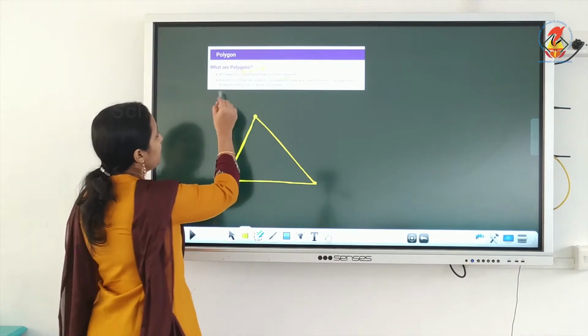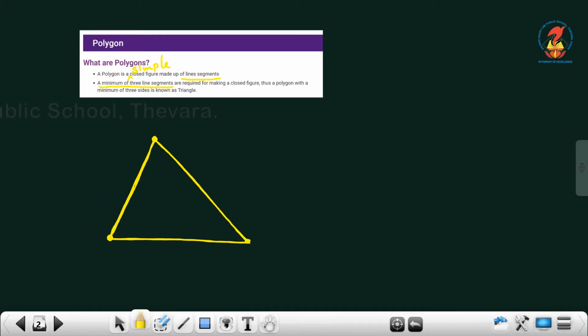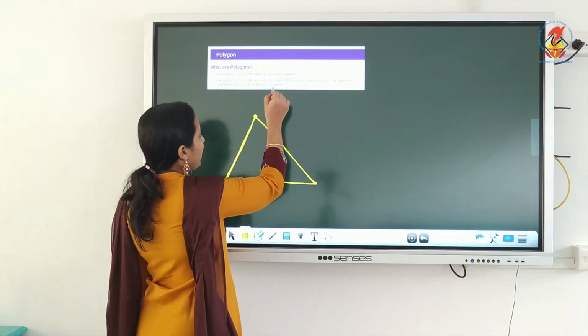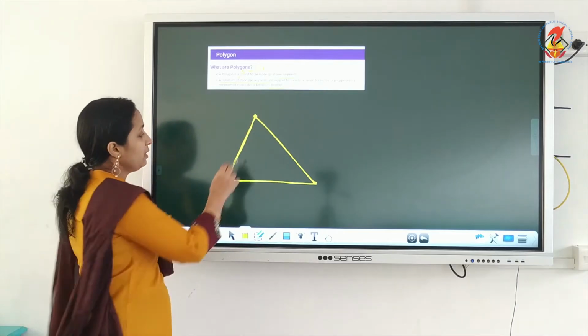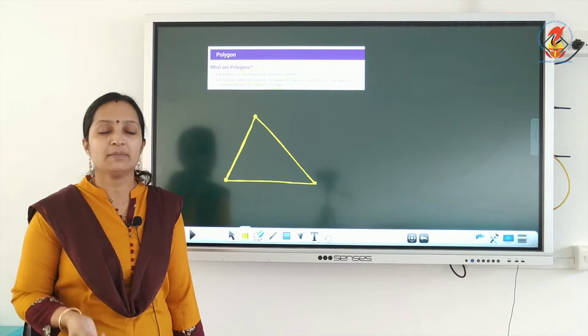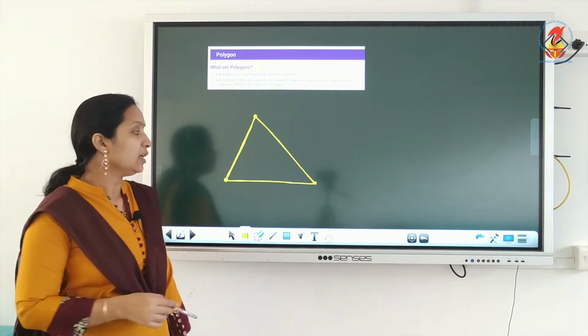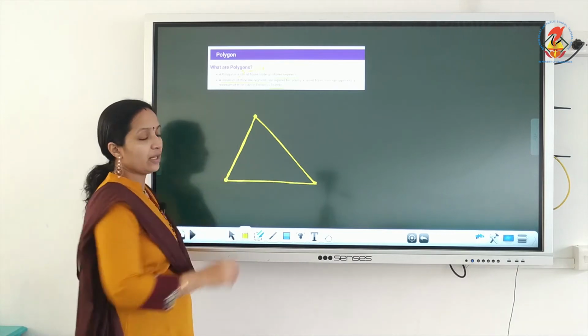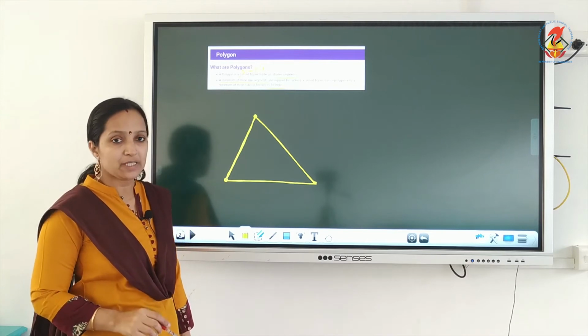And minimum how many line segments are required for drawing a polygon? Minimum 3 line segments are required for drawing a closed figure, is it? So, that 3-sided polygon is known as what? Triangle. Okay. Minimum 3 line segments are required for drawing a simple closed polygon. So, the 3-sided polygon is known as triangle. I hope it is clear.